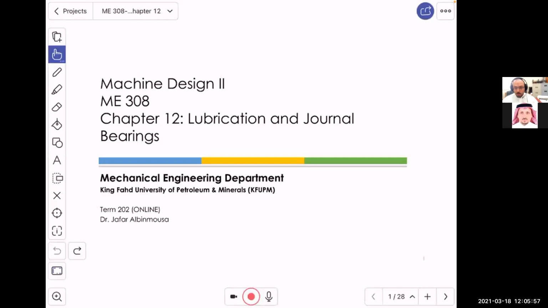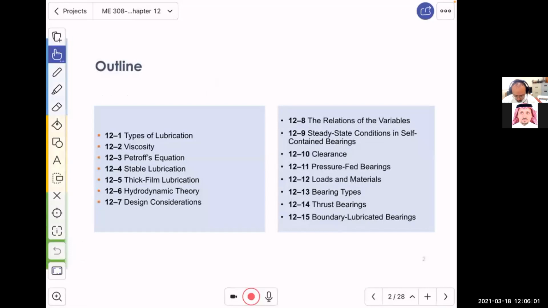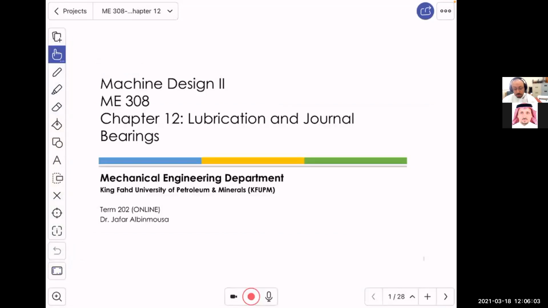So today, what are we going to do? For the sake of those who did not attend with us and possibly did not watch the lecture that I already posted in the folder, we started already chapter number 12, which is about lubrication and journal bearings.